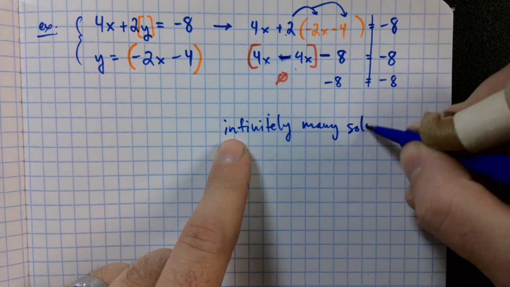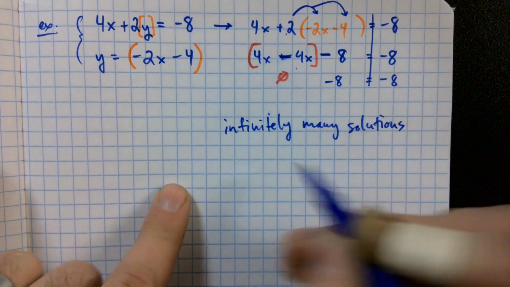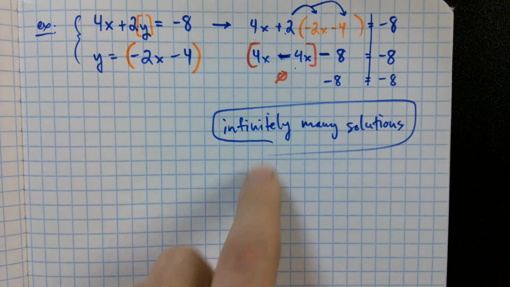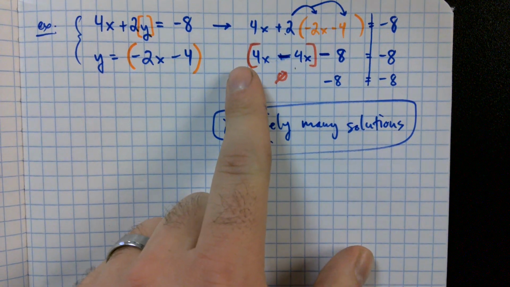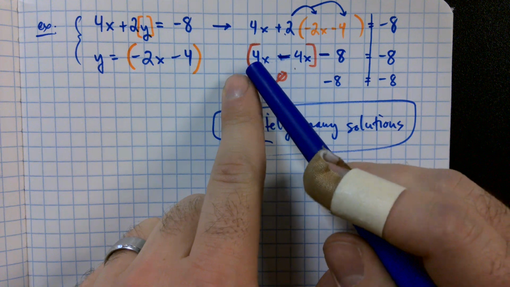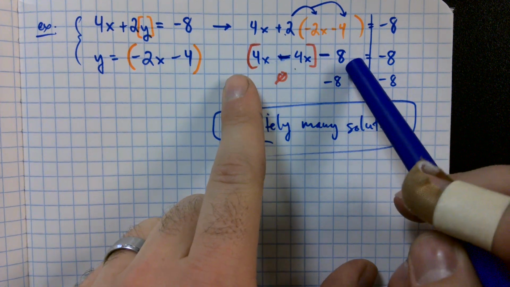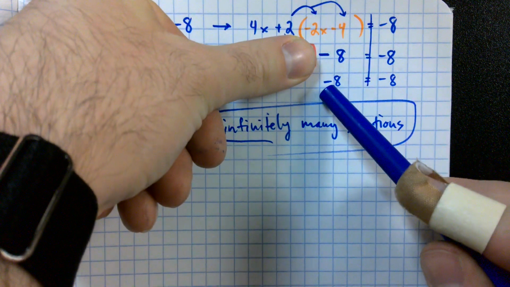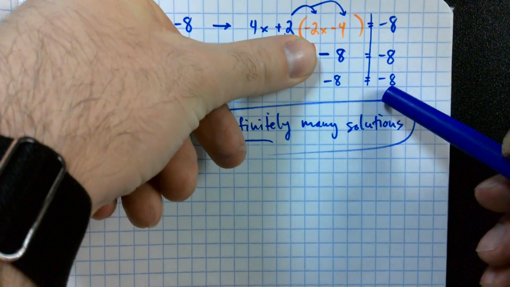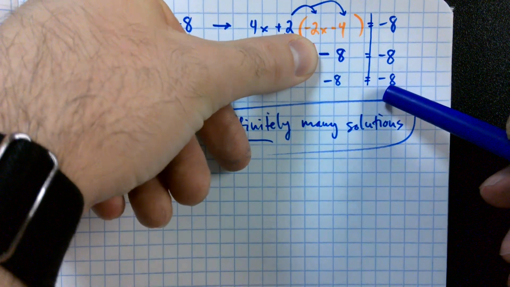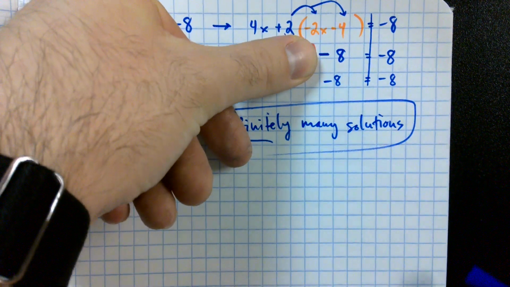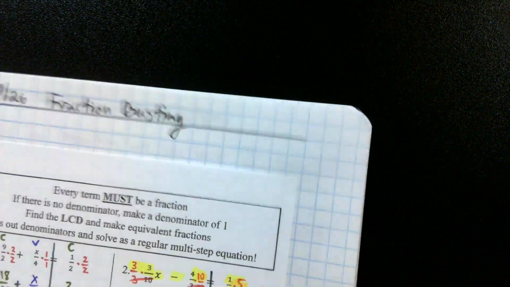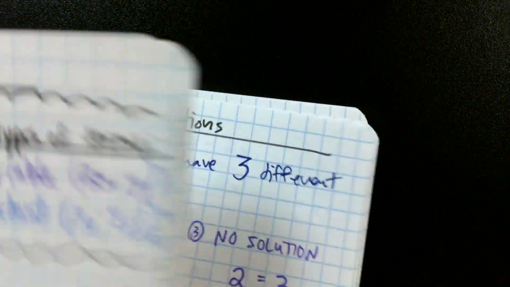If you remember back, if I got something like 4x minus 8 equals 2, and those canceled out, and I had negative 8 equals 2, does negative 8 equal 2? No. So what would my answer be in that case? No solution. I'm pretty sure we have notes on this.